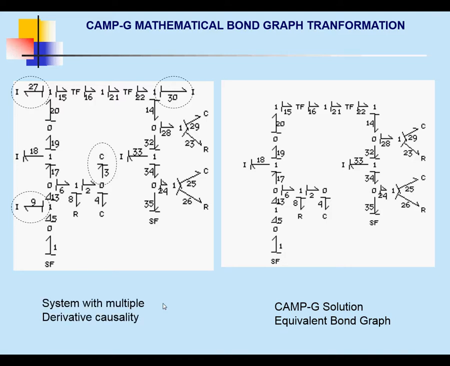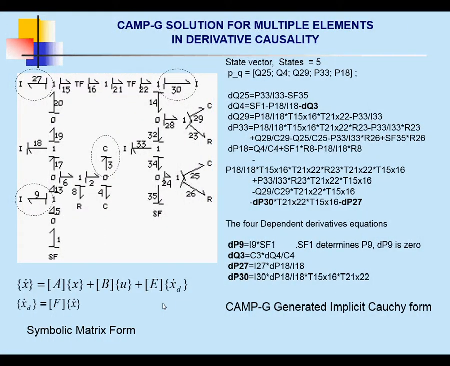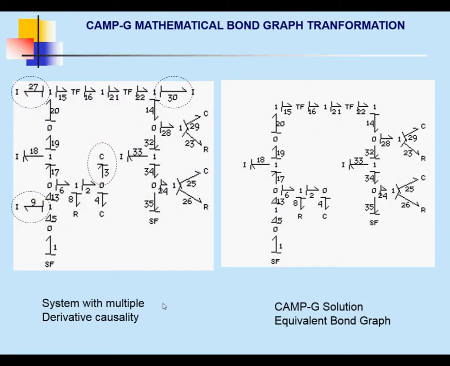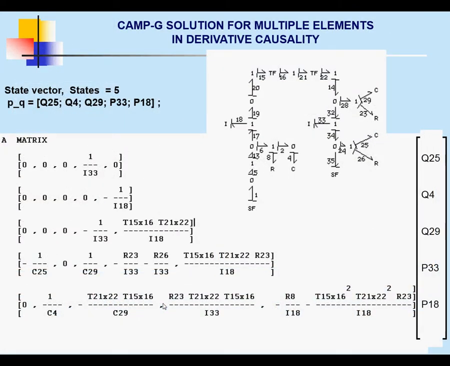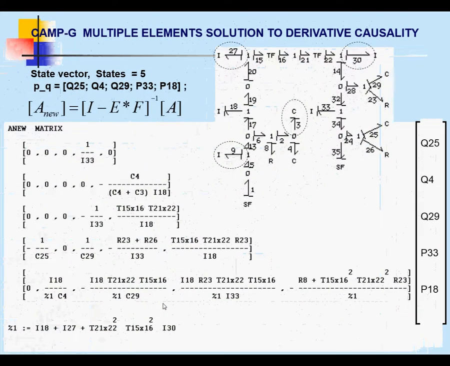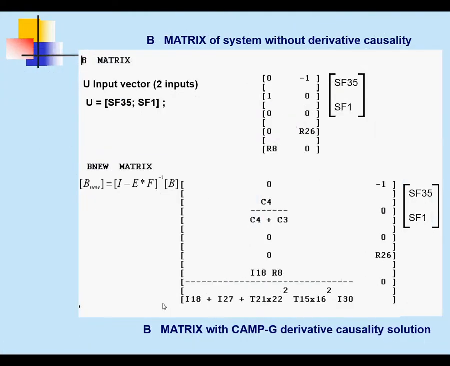So this A new and B new, they have meaning. They take physical meaning here. So there it is, the solution for this example in here. Trying to solve this produces a more complex matrix to find this A new and B new, but once it's done, it works.